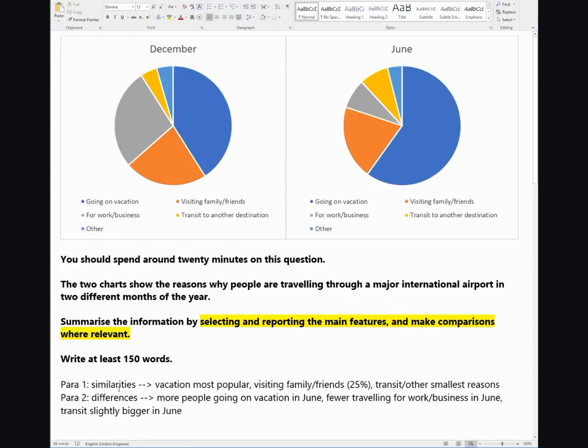Paragraph 1 is talking about similarities. Paragraph 2 is talking about differences. And in each paragraph, I've got 3 points, which is about right. 3 points that I can mention.